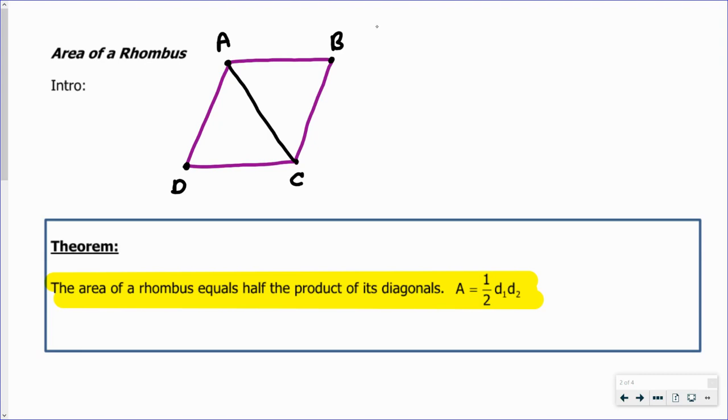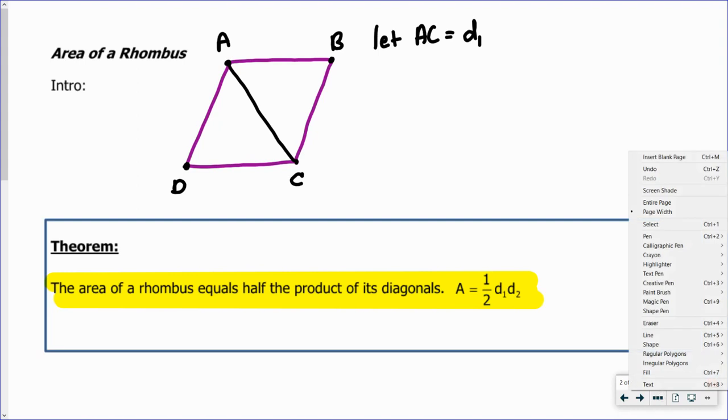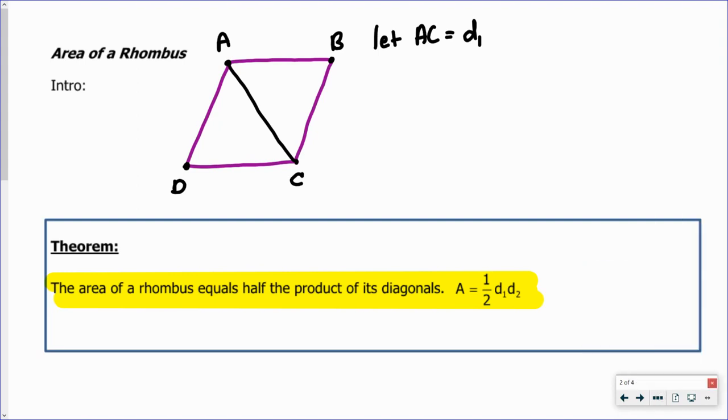And I'm going to let AC equal D1, just like we see down in the formula below. And then I'm going to draw in a second diagonal. So B to D, okay. And we're going to let BD be diagonal number 2.